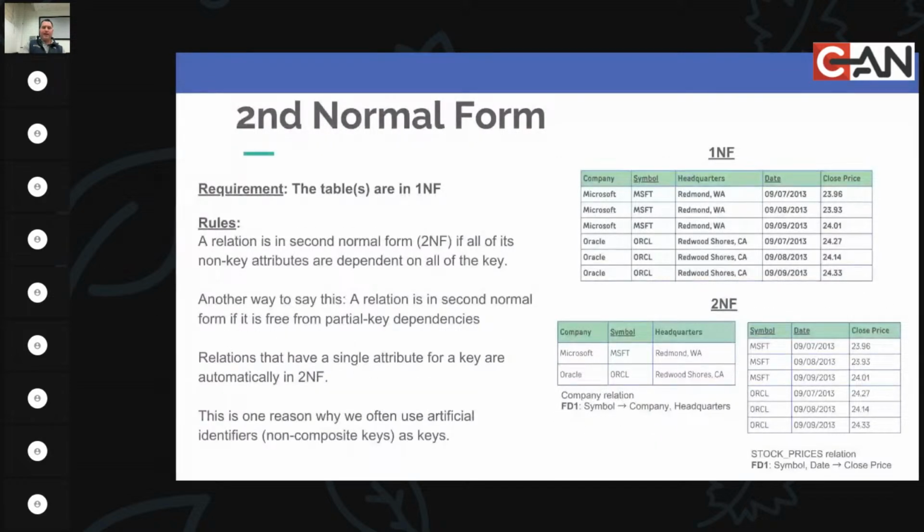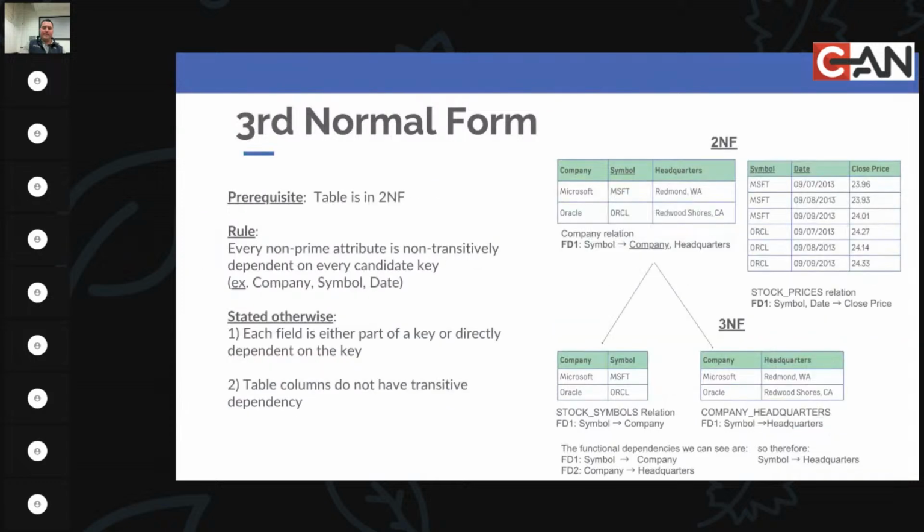So think about 3NF, you're going to have those little tables that you'll combine together later. Like, I've got Microsoft, and I've got the symbol and I've got the company, and then I've got company and I've got headquarters. I can match them directly, and then I can end up producing the larger table later.